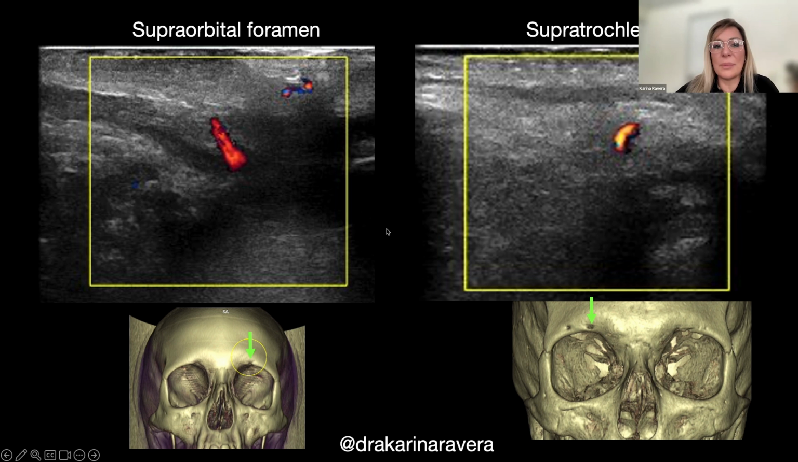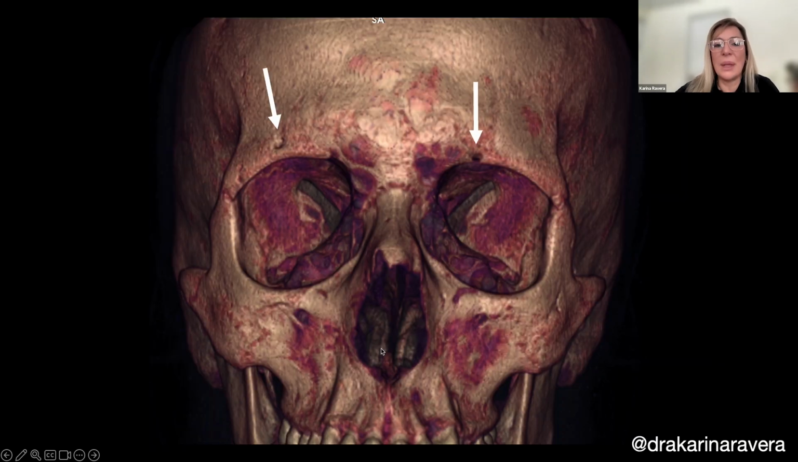For example, let's see first of all the supraorbital foramen and the supratrochlear foramen or notch. We can observe the notch here and a foramen here. And with ultrasound examination, we can find this foramen. And if we have a foramen or a notch, we will have a neurovascular bundle.